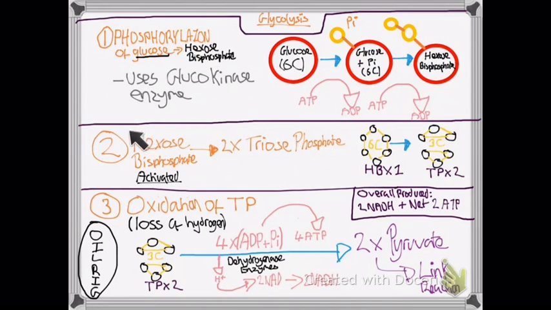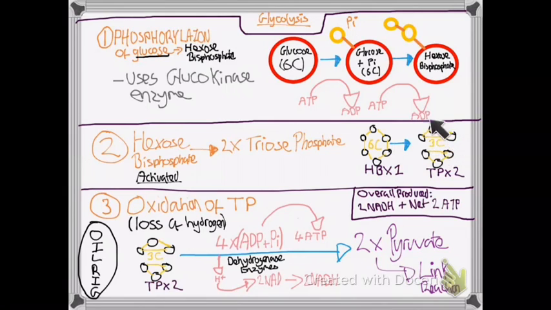And now we need to split this down. So hexose bisphosphate is considered activated, okay? Because we've given it energy by adding on our phosphate groups. So we break this hexose bisphosphate into 2 triose phosphate molecules. So as we see, we've got a 6C hexose bisphosphate compound, a 6-carbon compound. We split it into 2 3-carbon compounds called triose phosphate. So 2 triose phosphate.